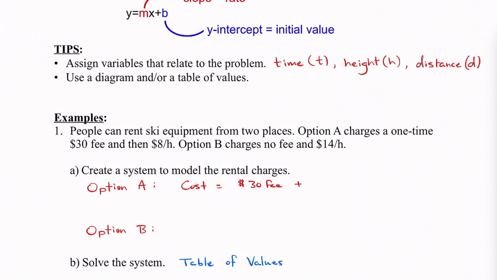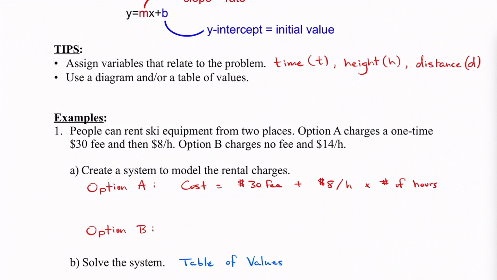Plus, we were going to get charged $8 per hour. So I'm going to put $8 per hour. And this would depend on how many hours we have, so we'd have to multiply by our number of hours. The more hours we use it, the more we have to pay.